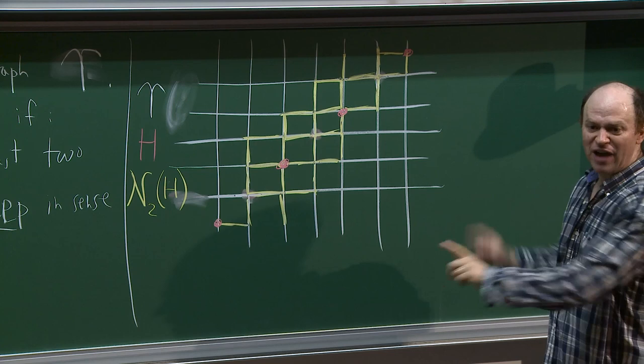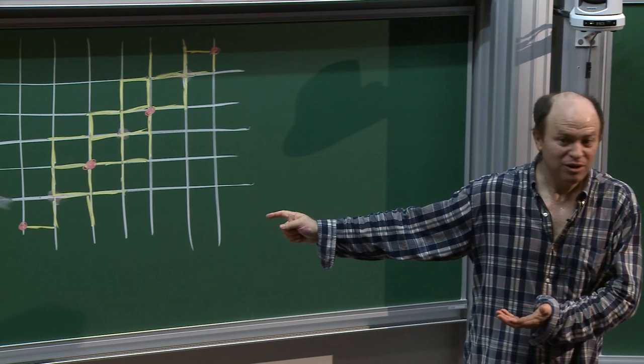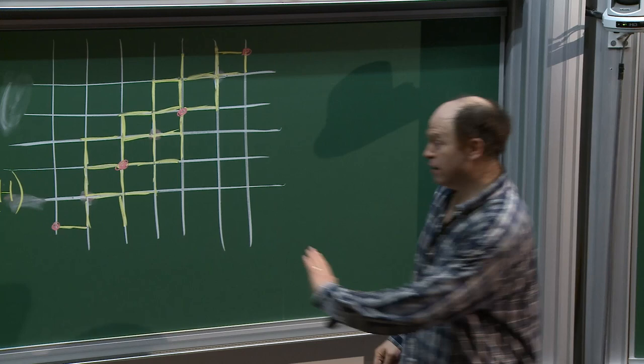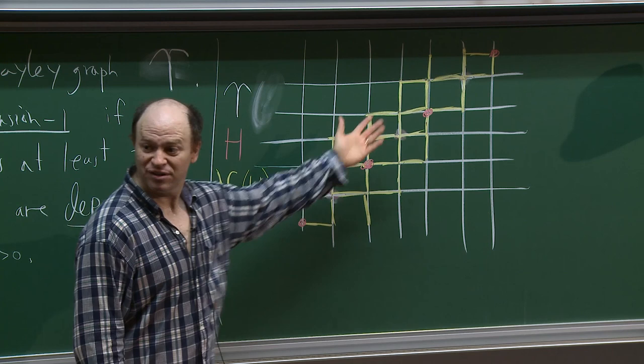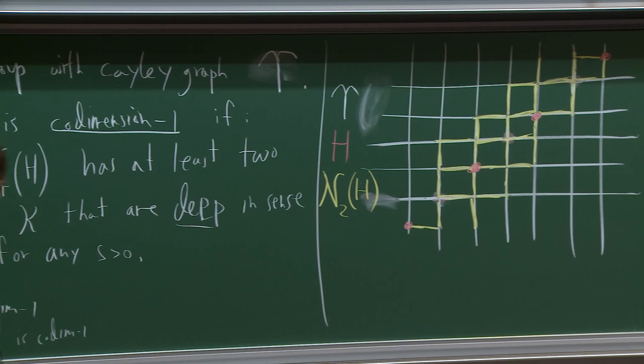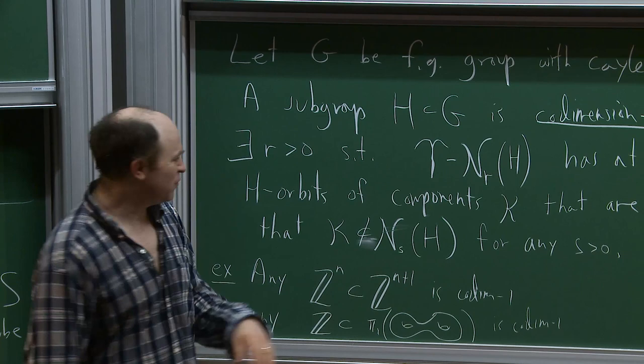Now, if this had been maybe a Klein bottle, this could have been the Cayley graph of a Klein bottle group, for example, and maybe the subgroup might have been acting by a glide reflection. Then how many H orbits would there be? If H were a glide reflection, there'd only be one, and it wouldn't count as a codimension one subgroup. If you look in the literature, you'll see people make mistakes about that, myself as well, many times, especially in the early literature on this topic.